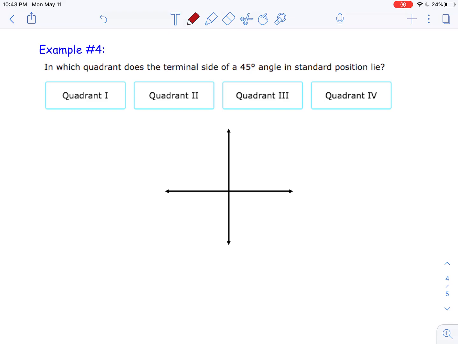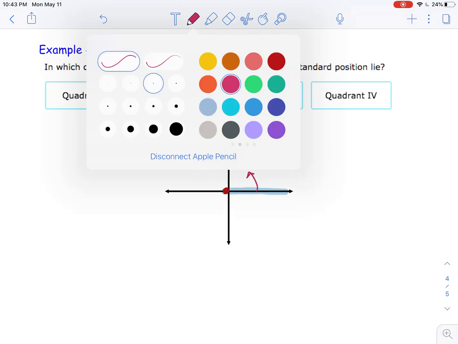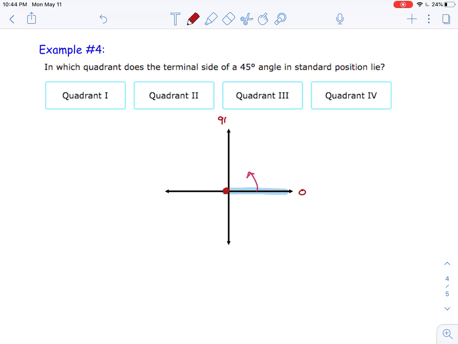Here it's asking, in which quadrant does the terminal side of a 45-degree angle in standard position lie? Standard position means the vertex is at the origin. The start of the angle, the initial side, is the positive x-axis. It opens up. We need to label, this is 0 degrees, this is 90 degrees. So 45 degrees will lie in the first quadrant. So my answer here is quadrant 1.